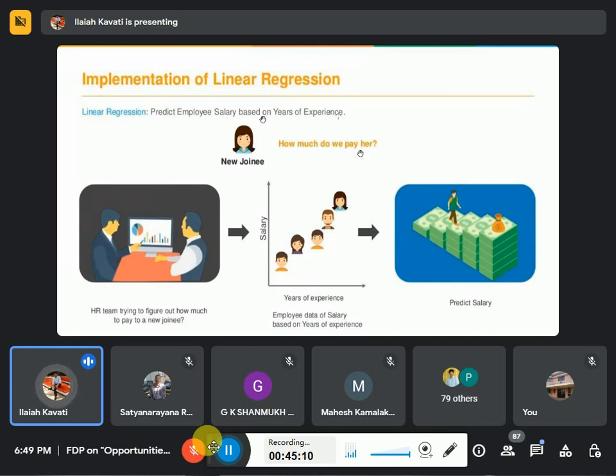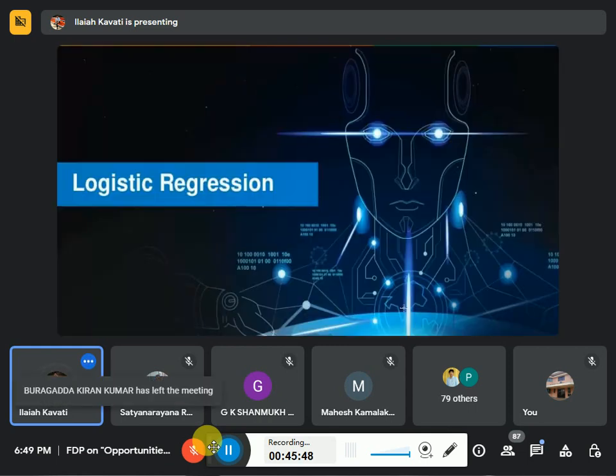So predicting employee salary based on years of experience. Whatever case study we have taken as of now, how we can build the regression model, how we can train it, and how we can predict, all these things are there. I'll share that code. If you have Google Colab, anybody can test it using Google Colab, right? So here a new joinee, same example I took. How much do we pay for her? The HR team is trying to figure out how much to pay a new joinee, with years of experience and salary. So predict the salary.